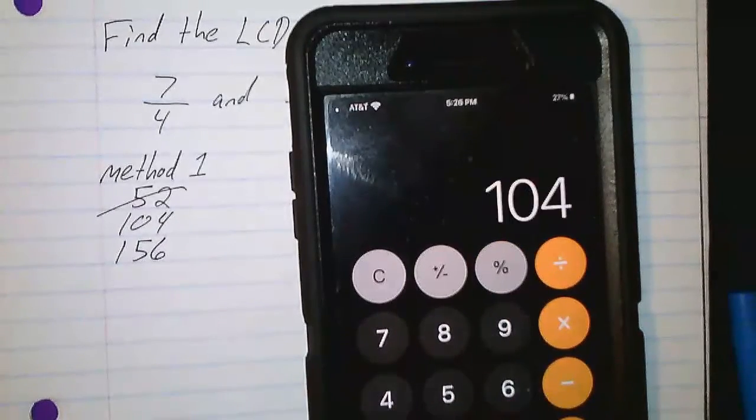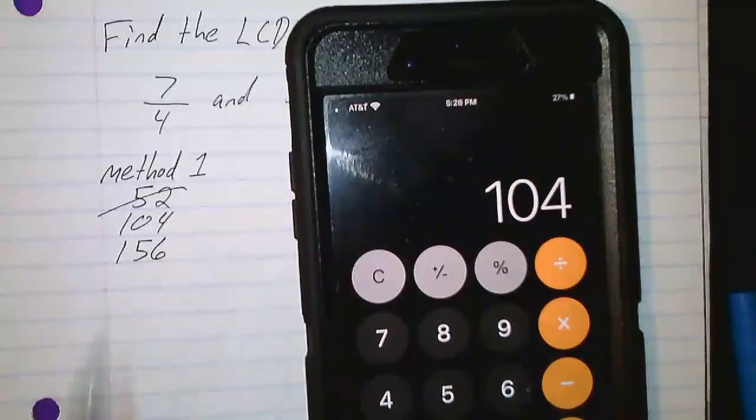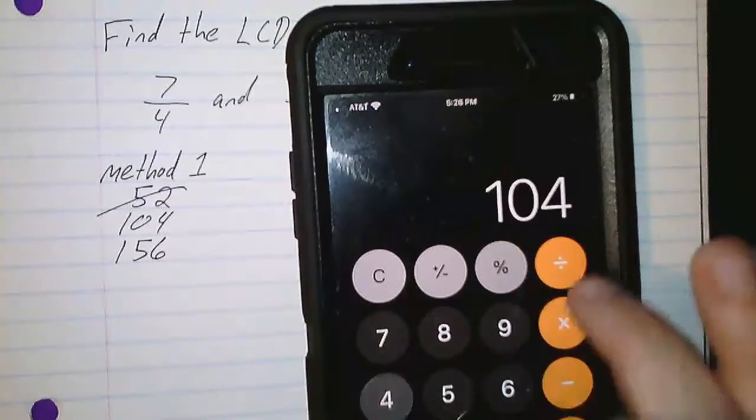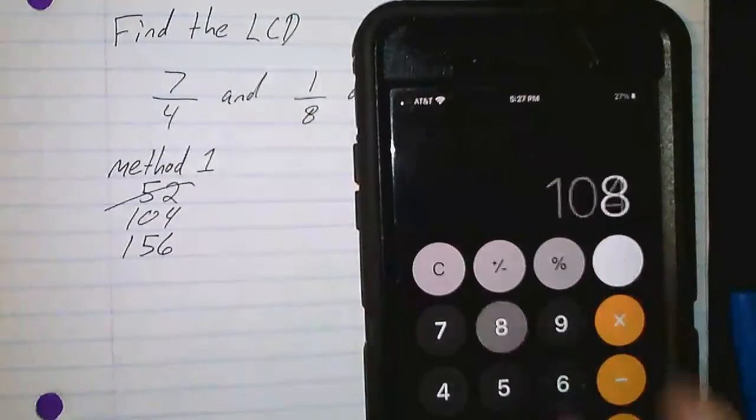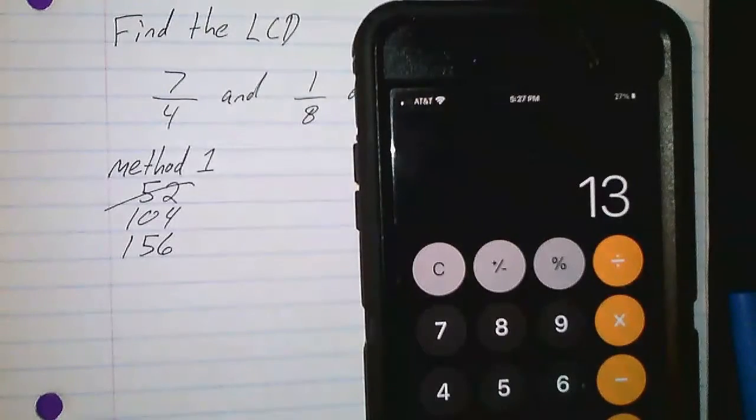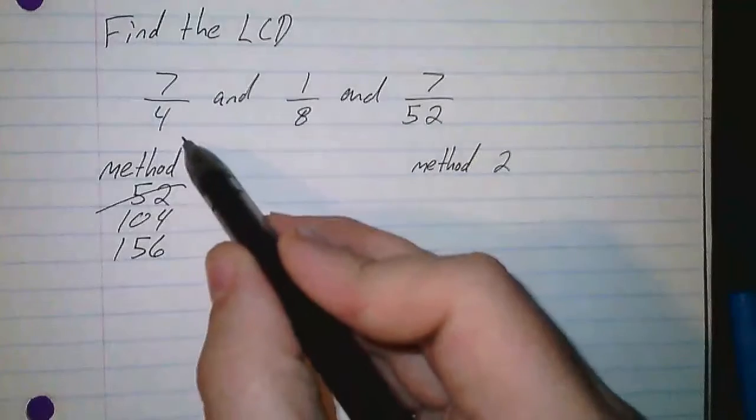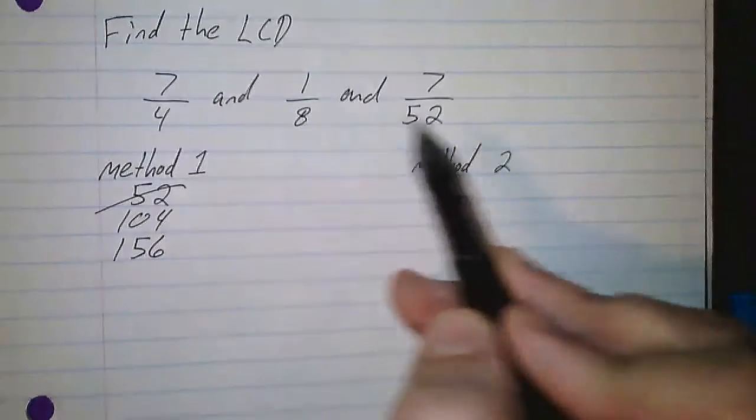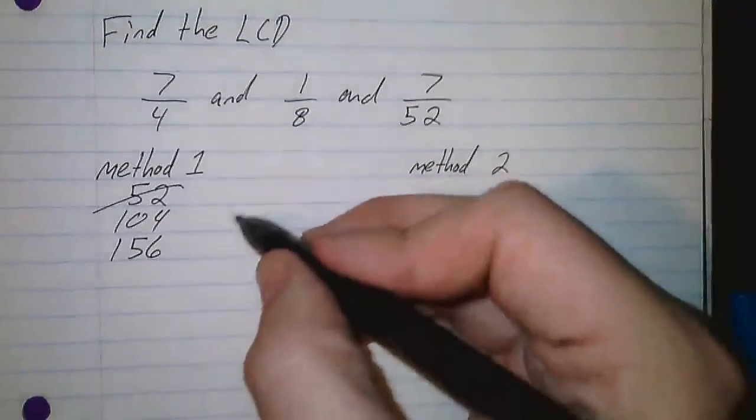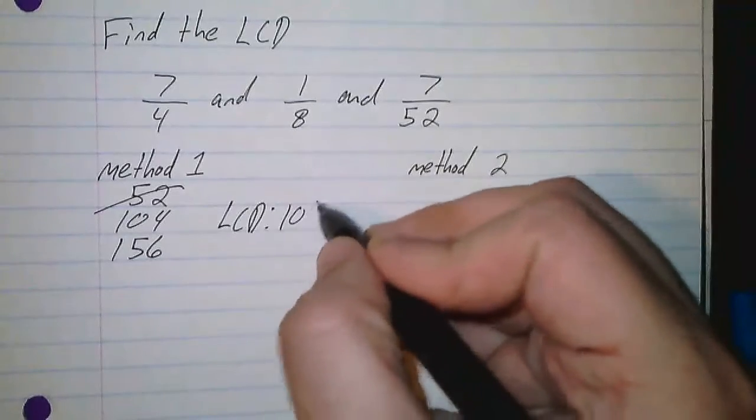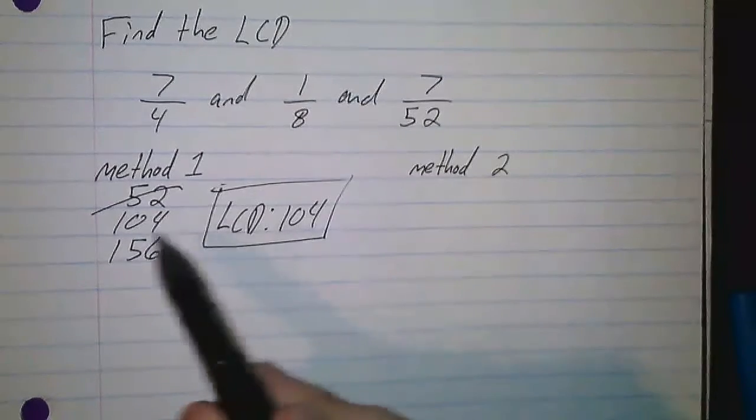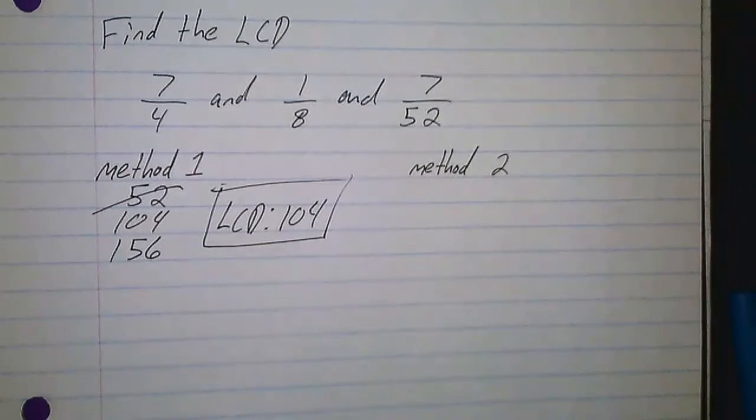We look at 104, the next multiple of our biggest denominator. Divided by 4, that works. That's a whole number. How about 104 divided by 8? And that works as well. So the fact that we got whole numbers means that 104 is divisible by both 4, 8, and 52. It is the smallest number that is divisible by all three of the denominators. So that's one way to do this, and it works great if you find that number early on.